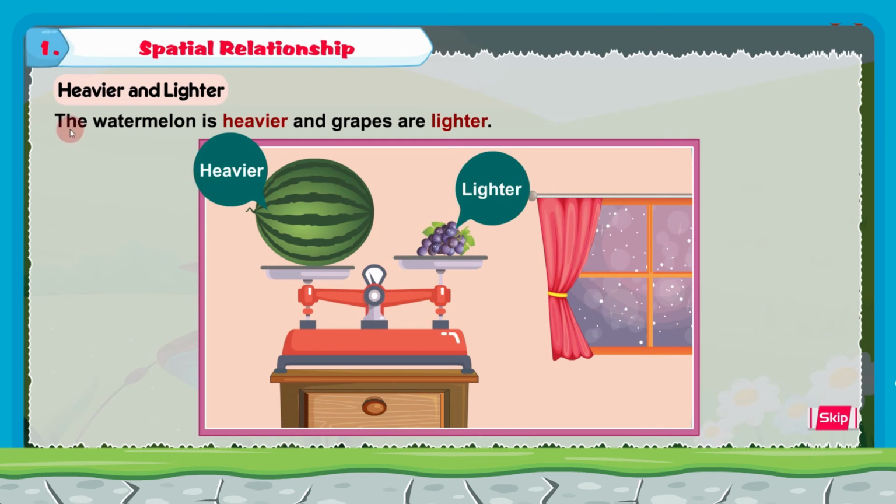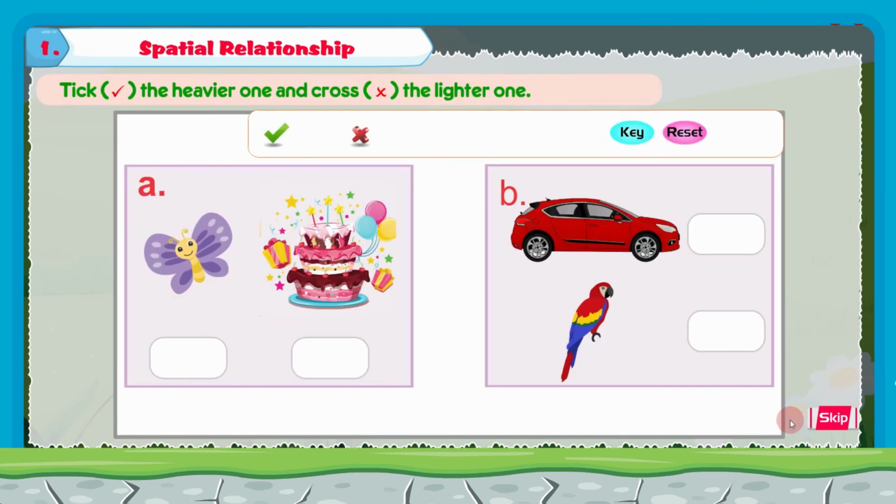Let's read the given sentence here. The watermelon is heavier and grapes are lighter. Yes. So, in this picture we can see the watermelon is big and heavier and the grapes are small and lighter. Let's read the heading here. Tick the heavier one and cross the lighter one. This is the tick symbol and this is the cross symbol. So, we have two pictures here.